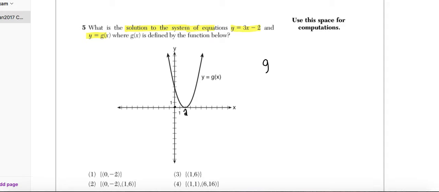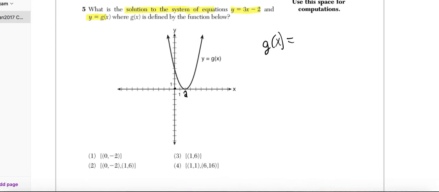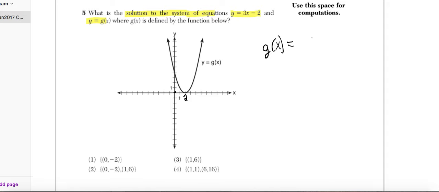So we'll say g of x, when it's shifted right, remember in number 1 when it was shifted left, it was plus pi over 3 for pi over 3 left. Now if it's shifted right, it's going to be x minus something. Let's say we had y equals x squared, shifted right, it becomes x minus 2 units to the right, squared.